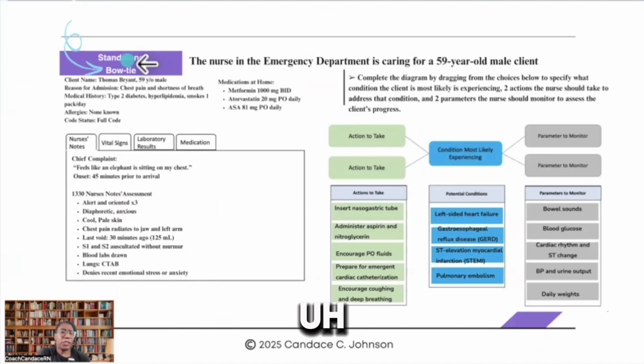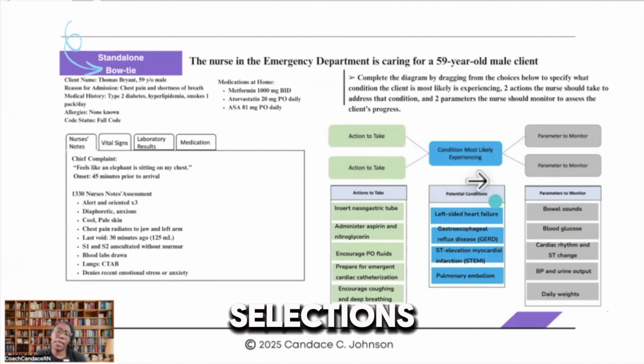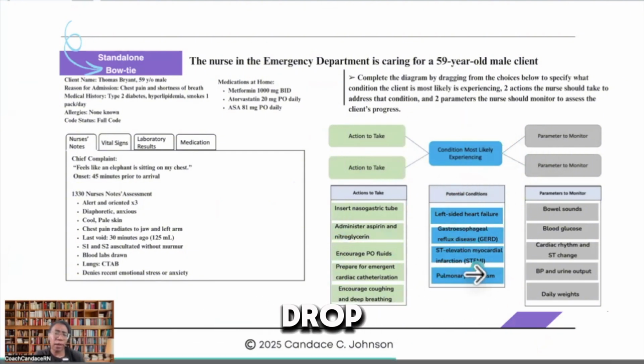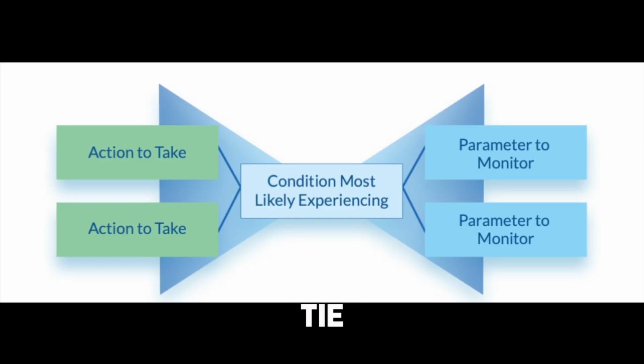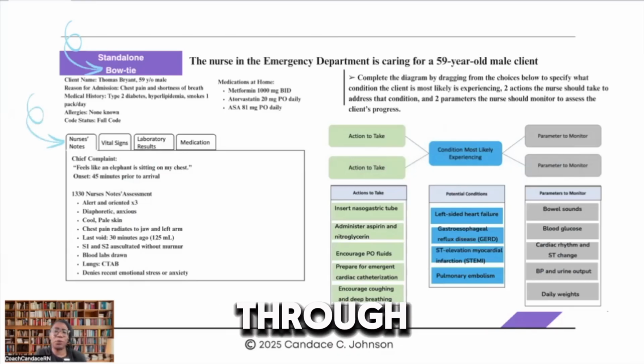And generally, that's a single question. It stands alone, which is why we call it standalone. And when you finish responding or picking your selections from this multiple drag and drop style question, you will end up with something that looks a little bit like a bow tie. That's why they call it the bow tie question. With that said, the information here you're already familiar with, Kiana, so we're just going to move through this question.